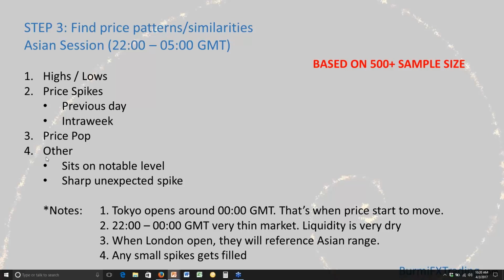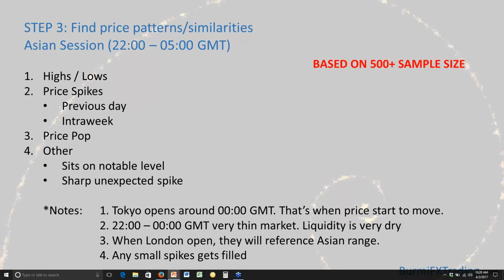We have price pop, some other nodes, price sits on important level. Sometimes we see very sharp unexpected spikes. We will see some examples. Some other notes that I made, Tokyo opens around 00 GMT. That's when price, 2200 to 00 GMT, price is very thin because 22 is a rollover.